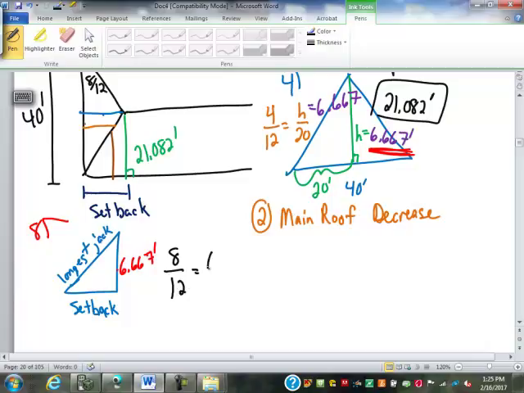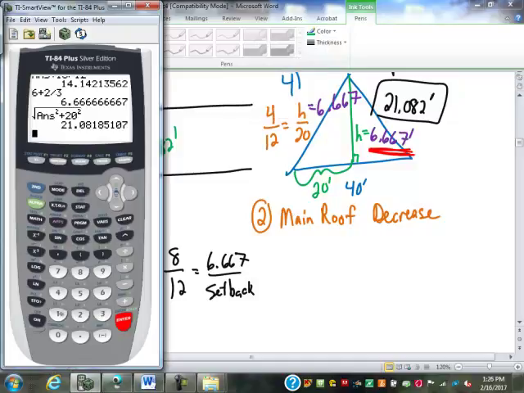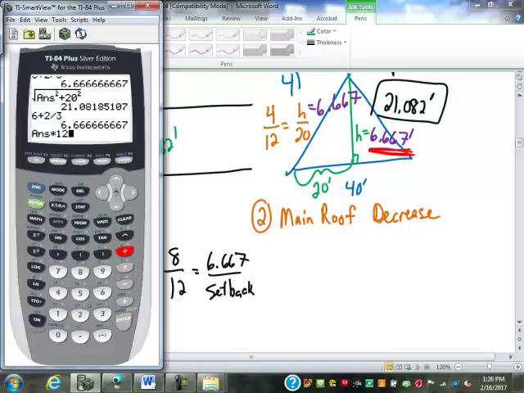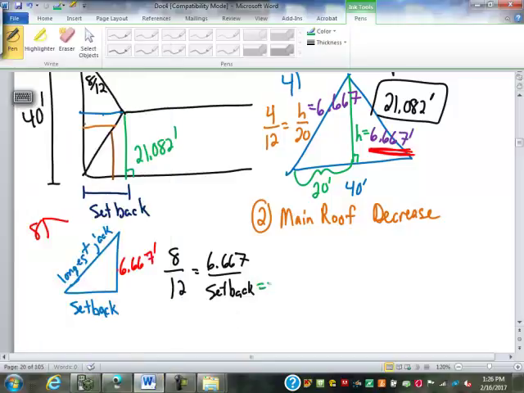So I know that height and I know that slope, which allows me to work backwards a bit. I have 8 over 12 equals 6.667 over setback. So on my calculator, I'm going to do the 6.6, so 6 plus 2 divided by 3 again to get my 6.6667, times 12 divided by 8 gives a 10-foot setback, exactly 10 feet.